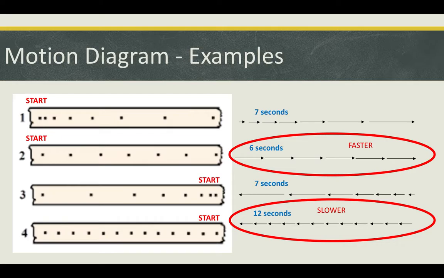So the length of the arrow in a motion diagram indicates how fast the object is going. If the arrow is longer, the object is moving faster. The number of arrows on a motion diagram show how many time intervals are covered. Typically, each arrow is worth 1 second.